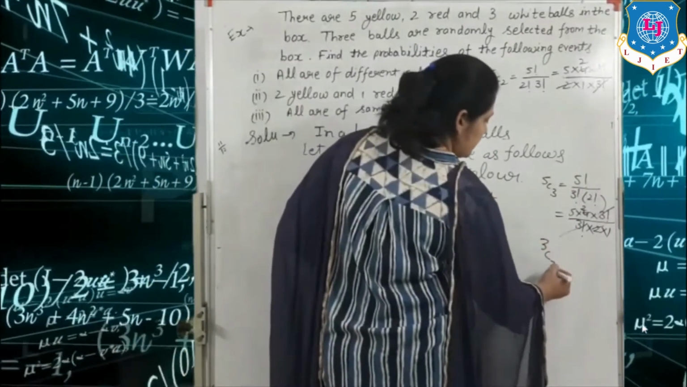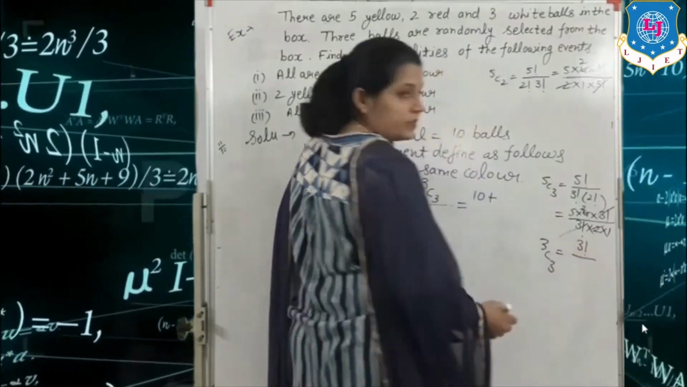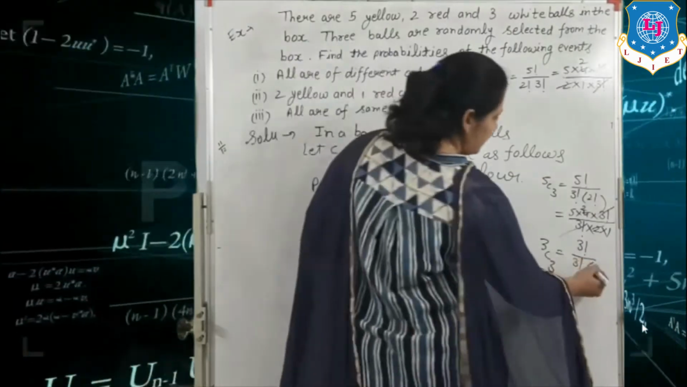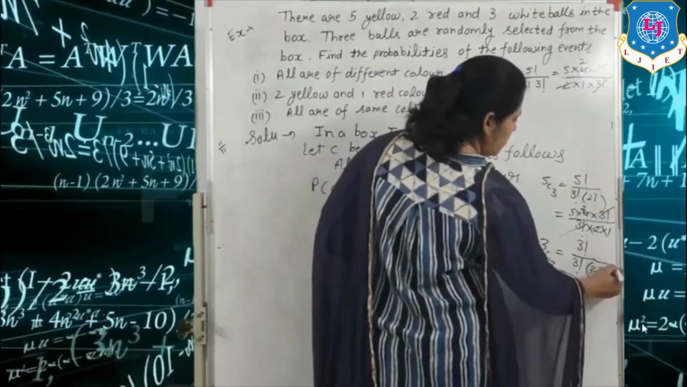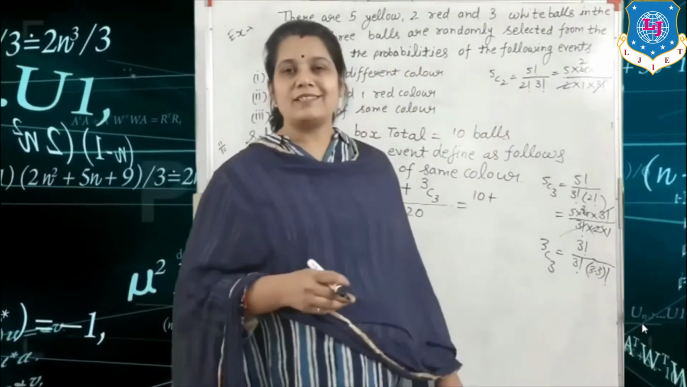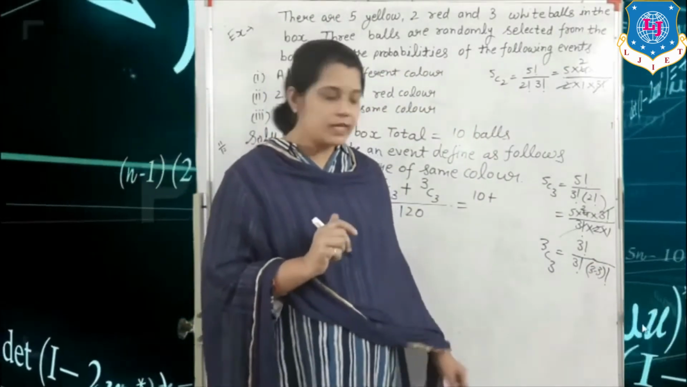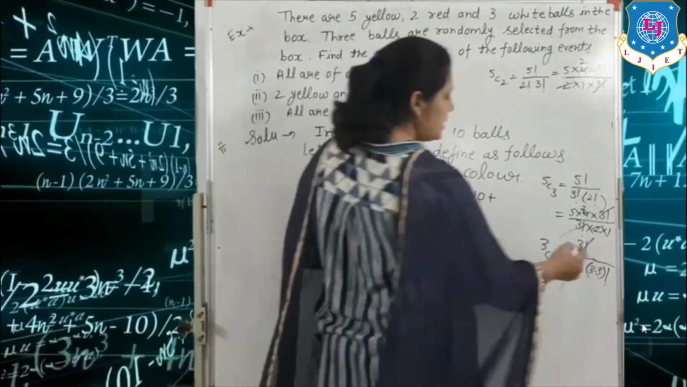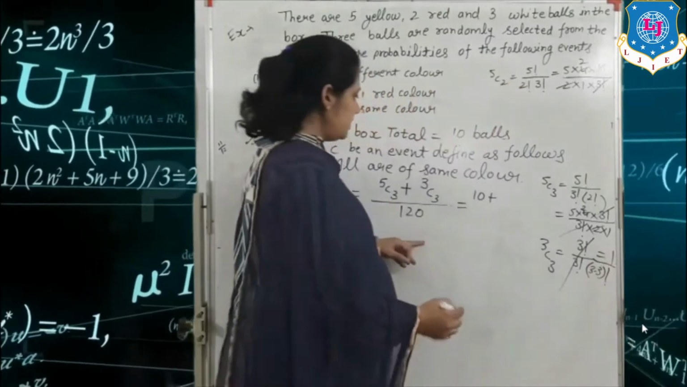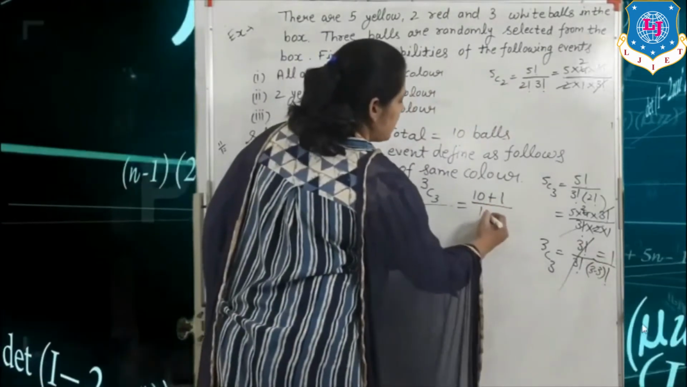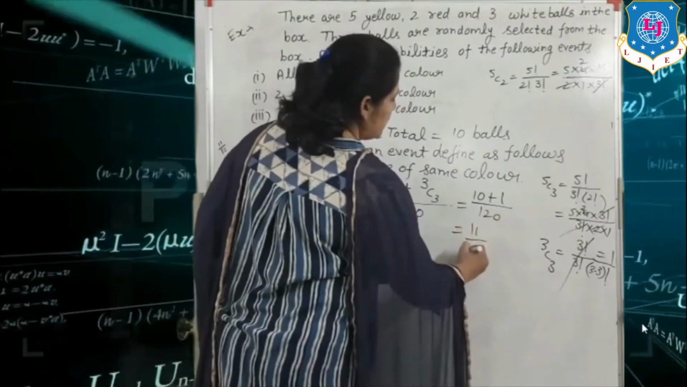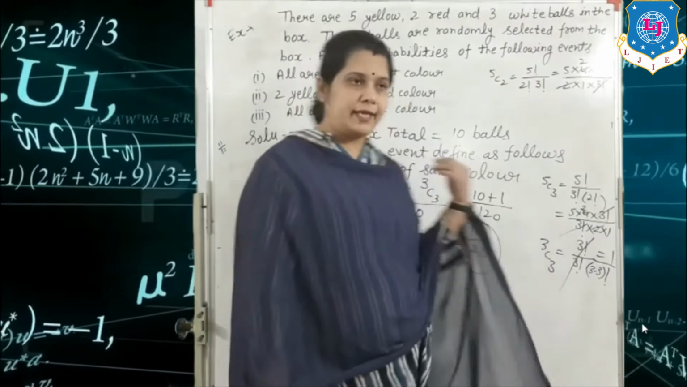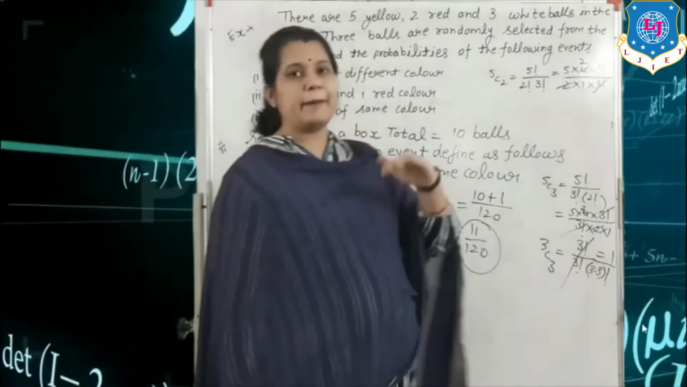Next one is 3C3. So 3C3 is equal to what? Factorial 3 over factorial 3 into factorial 3 minus 3, that means factorial 0. So what is the value of factorial 0? Factorial 0 is equal to 1. So this term is cancelled and we get only 1. Got it? So here 10 plus 1 divided by 120, that means a total of 11 by 120. This is your final answer if all are of same color.